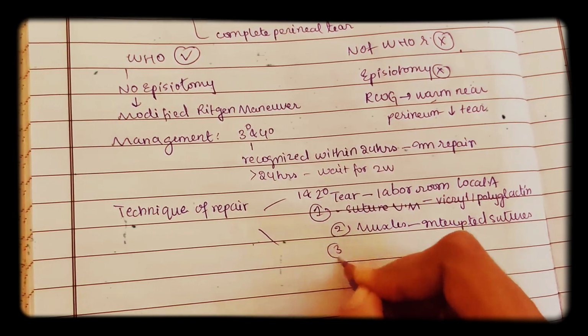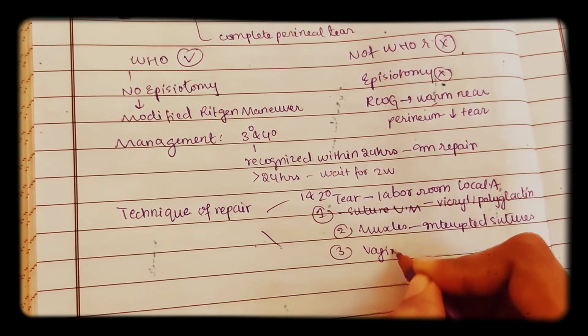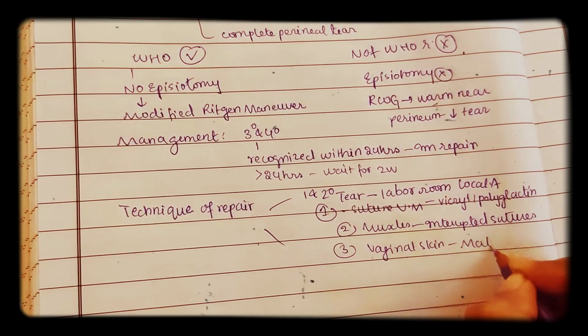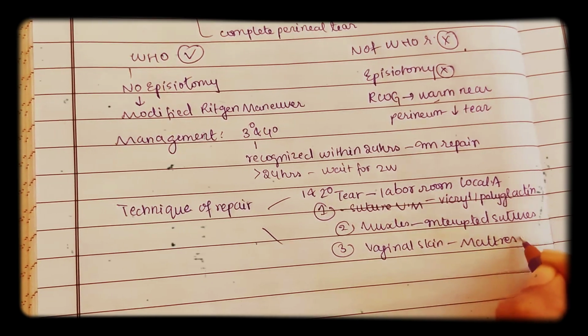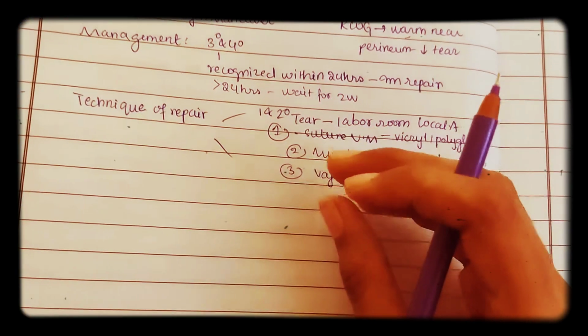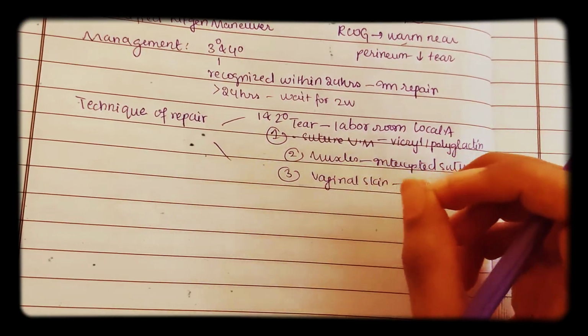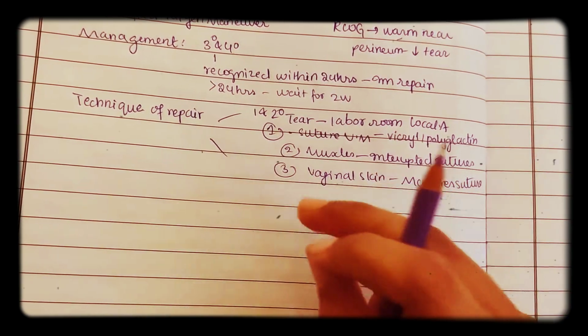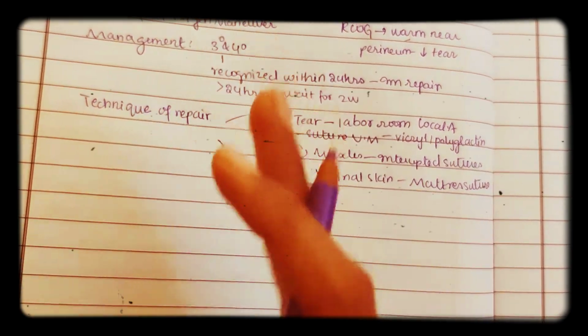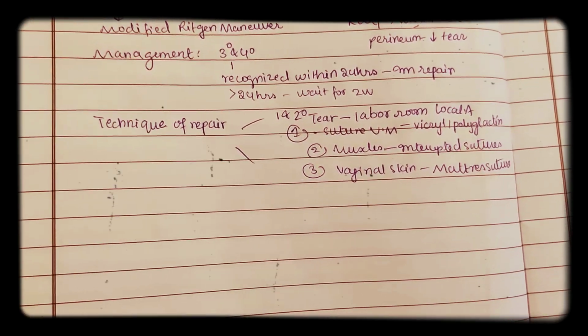And next, coming to the third suture, that is for the vaginal skin. Here you are going to use mattress suture. So you need to remember the names. For the vaginal mucosa, you are going to use catgut or polyglactin suture. For the vaginal muscles, you are going to use interrupted suture. For vaginal skin, you are going to use mattress sutures.